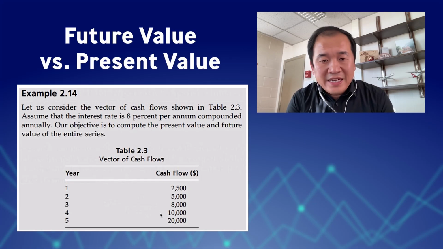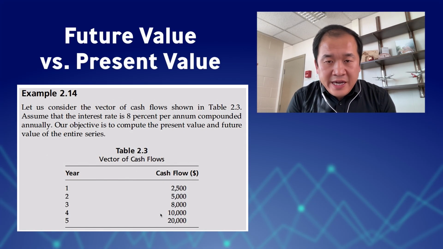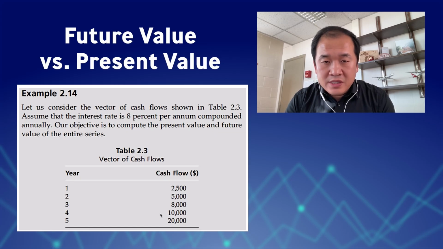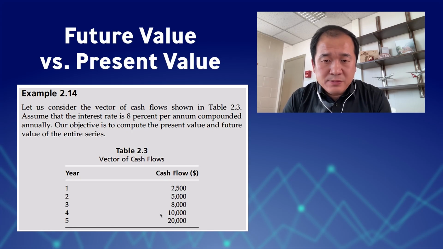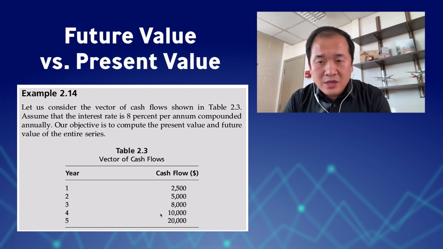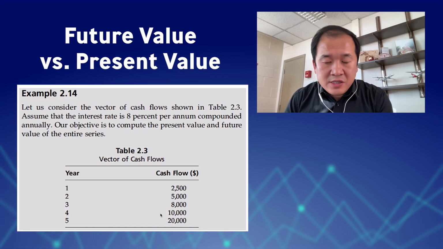Here we have an example, and let's just consider a vector of cash flows, which means that you will receive a different amount of cash at different periods. We assume the interest rate is 8% per year, compounded annually, so there's only one conversion period in each measurement period. The objective is to compute the present value and future value of the entire series.